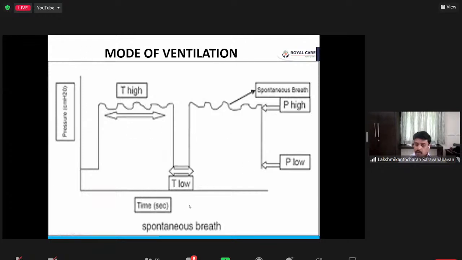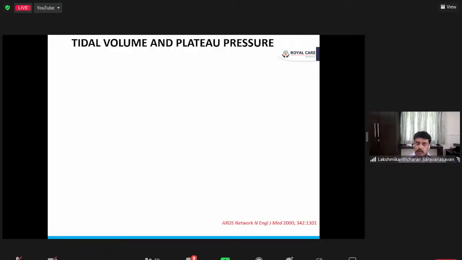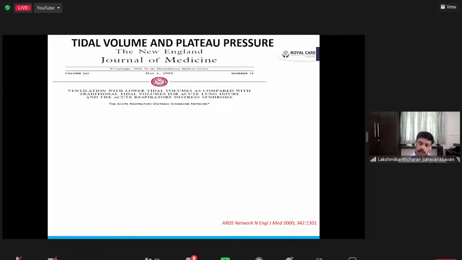I'm not for this APRV mode as a whole, but if at all you have this mode, you can definitely try it. You have good evidence for ARDS. So next comes the tidal volume and the pressure. As we saw earlier, volutrauma and barotrauma are two important factors that we need to avoid in ARDS.